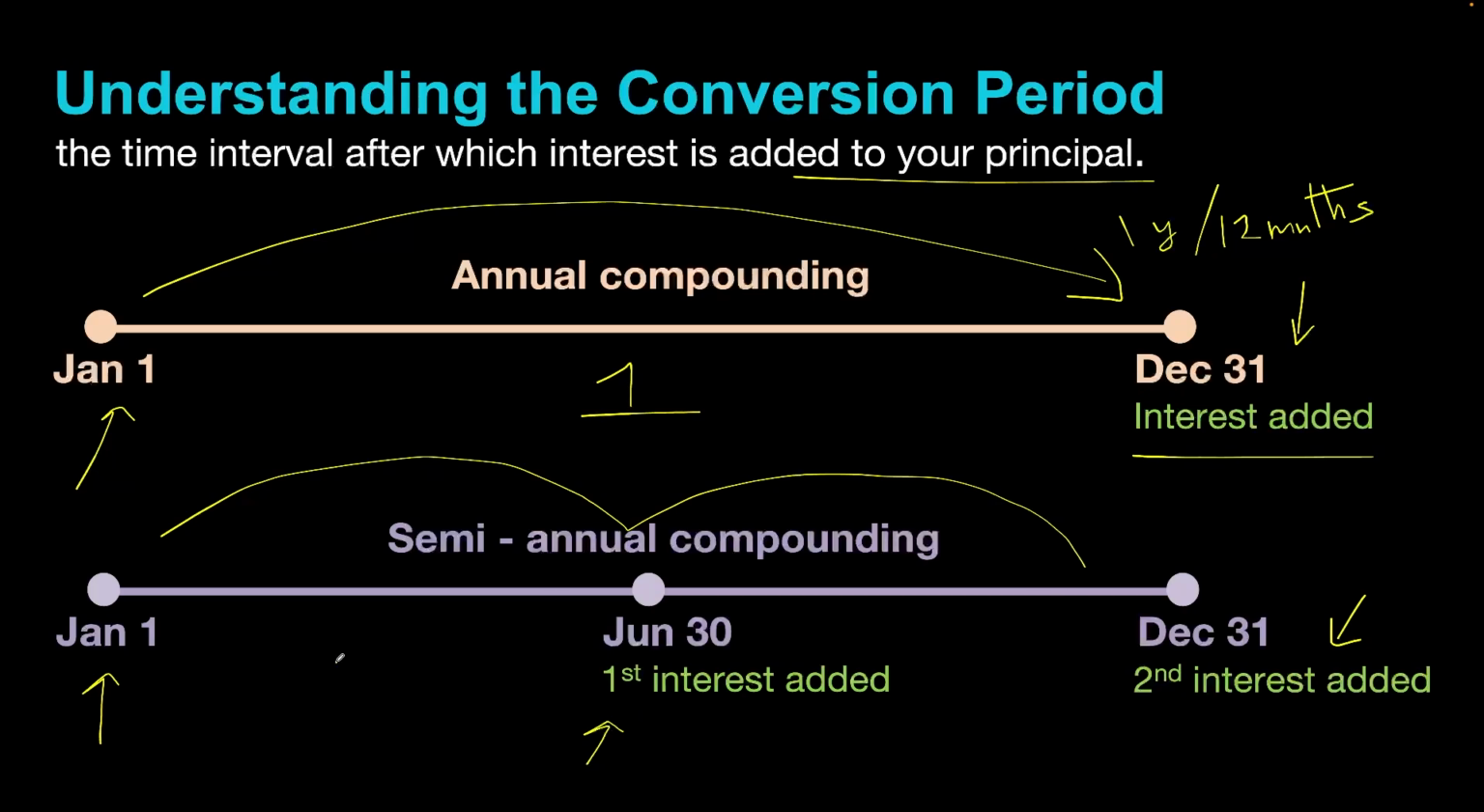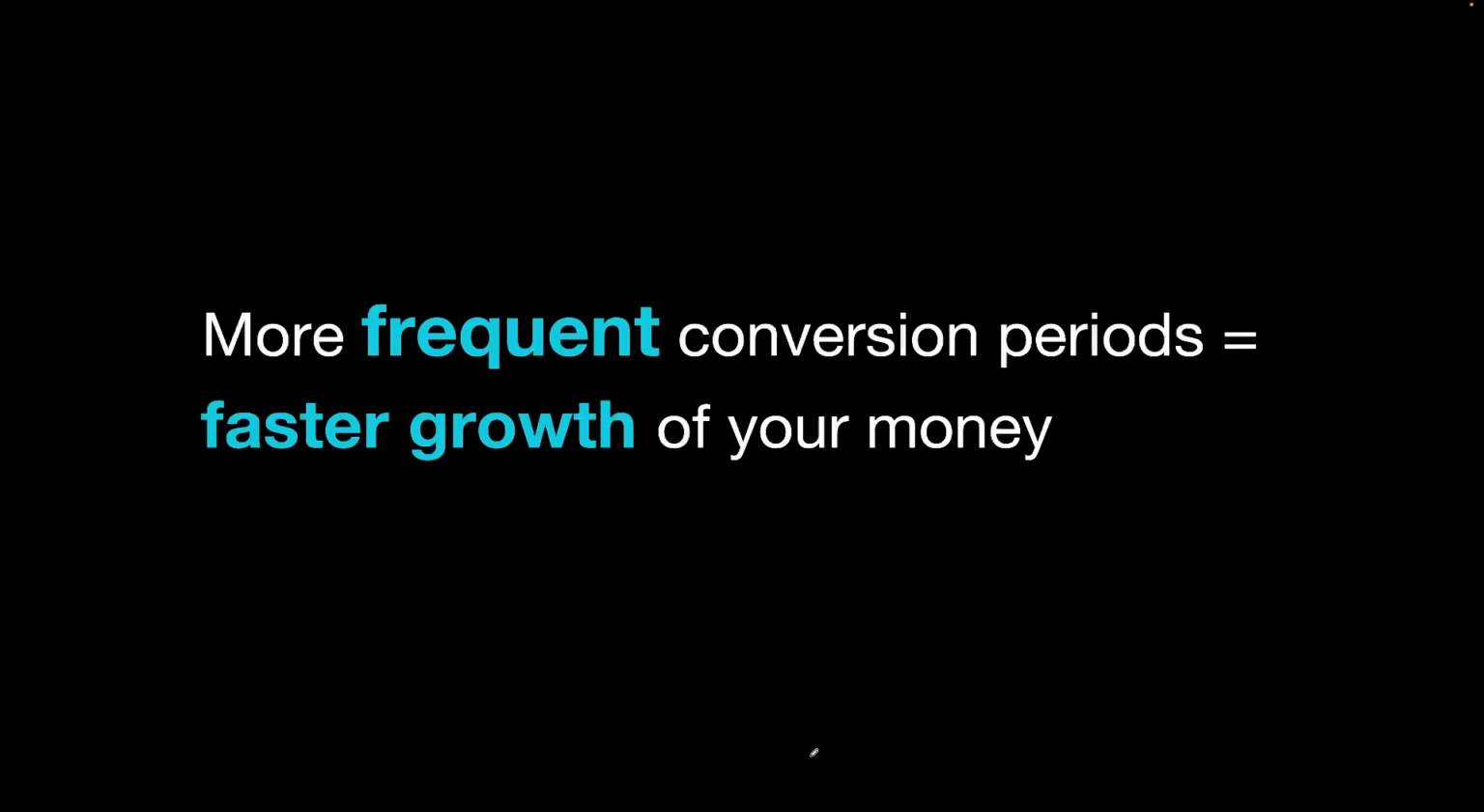So you have 2 conversion periods. Here, this is one conversion period, another one over here. So total is 2 conversion periods. This double conversion period is known as semi-annual compounding, where you get interest twice in a year. And that gives you a slight increase in the overall amount. More frequent conversion periods means faster growth of your money.